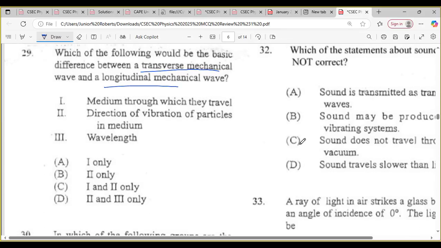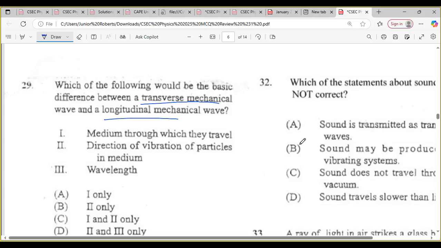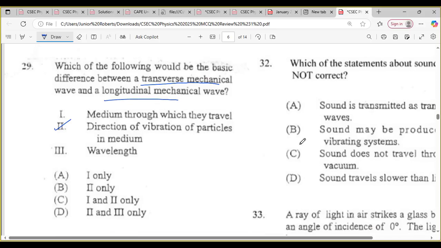The main difference between transverse mechanical wave and longitudinal mechanical wave. So we know that in a transverse wave, the particles oscillate perpendicularly. In longitudinal waves, the particles oscillate parallel. So let's see now the direction of the vibration of the particles. So this is true, right? So option 2 is true. So that means that we can take out that, right? So we're either down to B, C, or D.